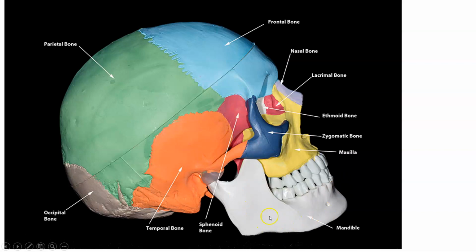Here is the mandible. It is also called the lower jaw bone, and it attaches to the temporal bone at a joint called the temporomandibular joint.